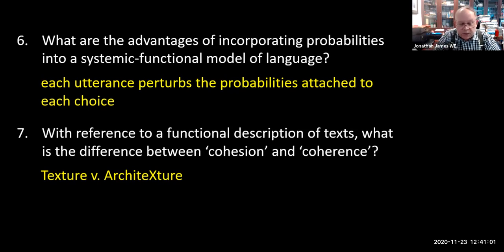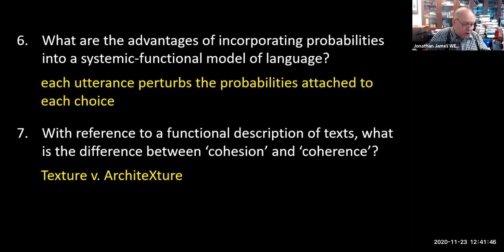With reference to number 7, with reference to a functional description of text, what is the difference between cohesion and coherence? I mentioned that earlier. We talked about that. And cohesion being, I like the metaphor of texture. It's the patterning that exists, that gives, by the patterning, the cohesiveness to the text. It draws it together. It gives that span of text that's cohesive a certain identity. And that identity is based on the patterning.